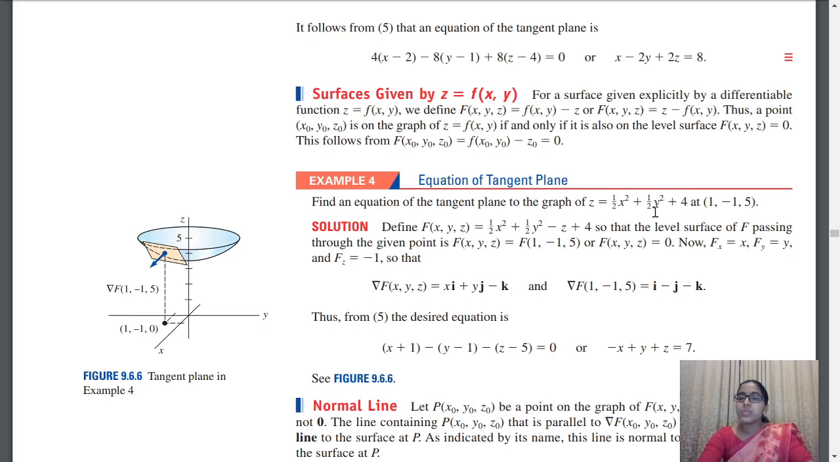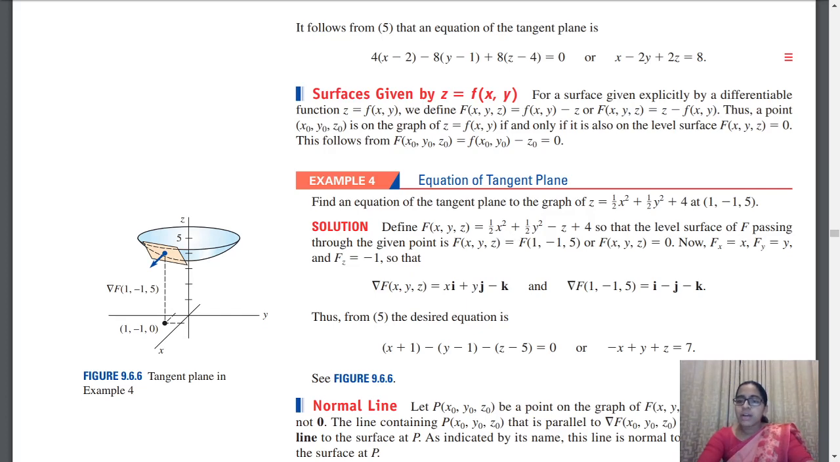So here, what we'll do is consider the surface f of x, y, z to be either f of x, y minus z or z minus f of x, y. It doesn't matter, we can consider anything, and then solve as before. Here f of x, y, z will be 1 by 2 x square plus 1 by 2 y square minus z plus 4. You can use either this surface or z minus 1 by 2 x square minus 1 by 2 y square minus 4. Both are the same.